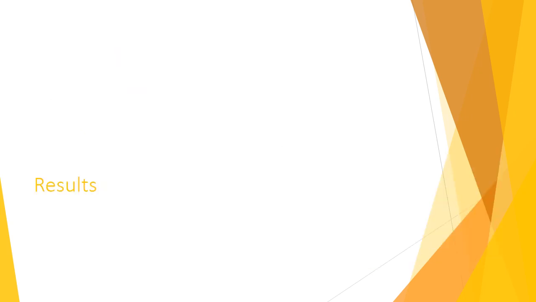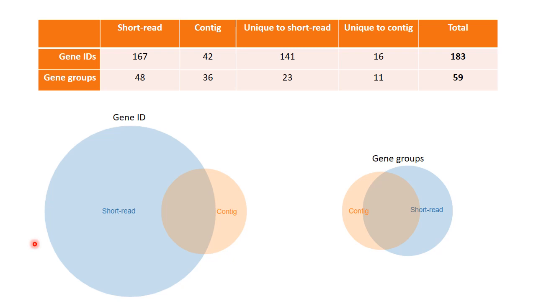Results. First off is a summary of unique gene ID and gene group counts for the short read and contig MegaRes AMR results. We found 183 and 59 unique gene IDs and gene groups respectively, and in both cases a greater number were found within the short read results.